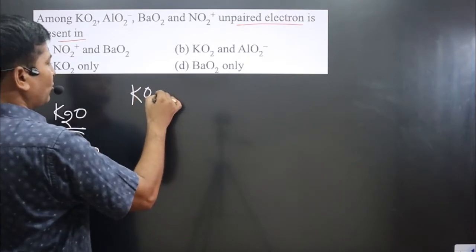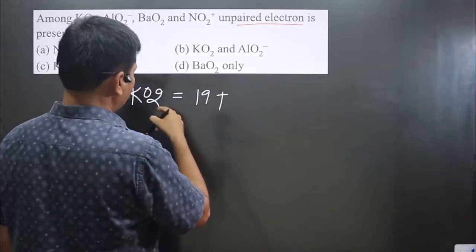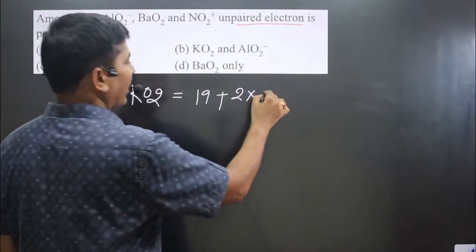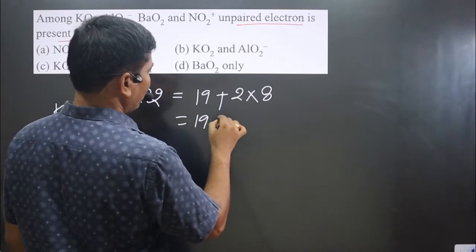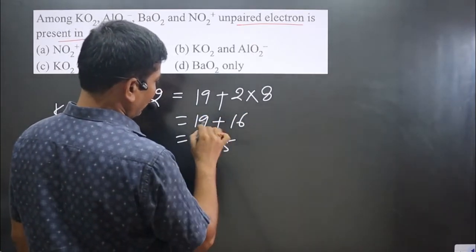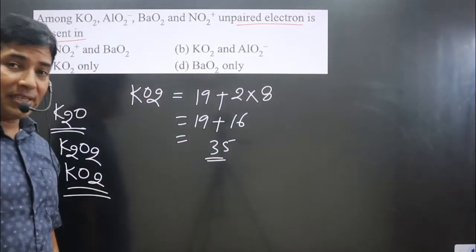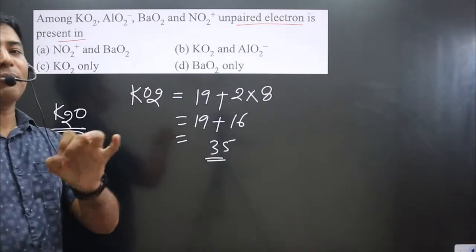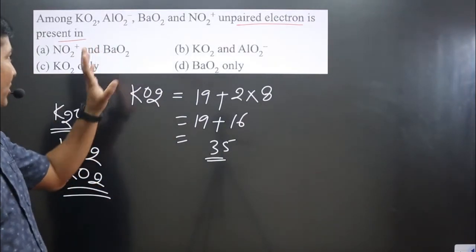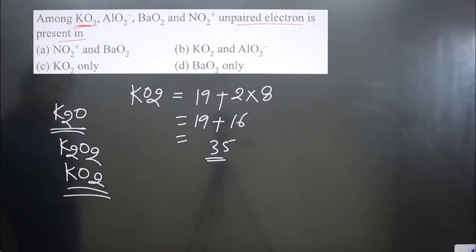We have KO2. The atomic number of potassium is 19, plus we have 2 oxygens, and each oxygen has atomic number 8. So 19 plus 8 times 2, which is 16, gives 35. We got an odd number. A species having an odd number of electrons will have unpaired electrons. Okay, we got one species. Let me select it. It has unpaired electrons.